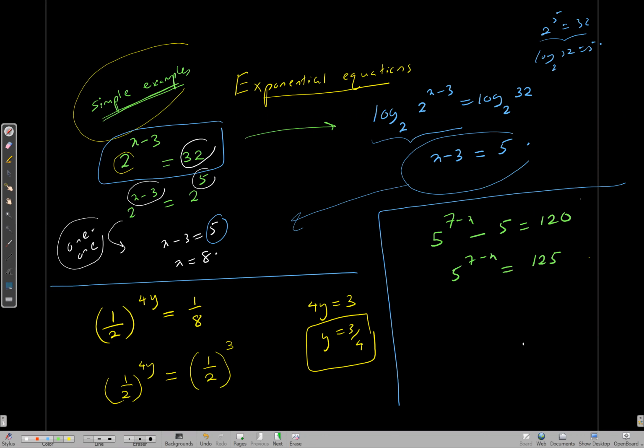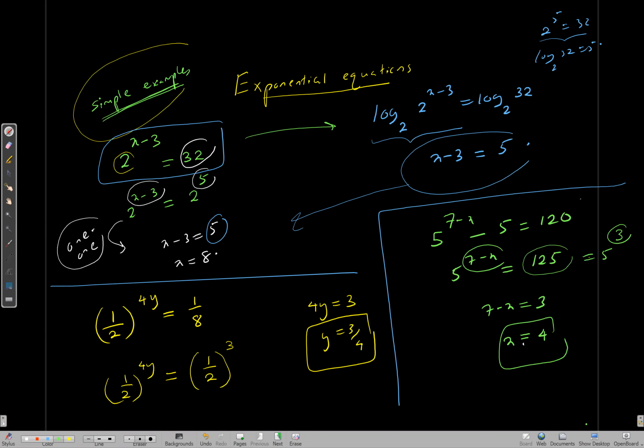And at this step, if you can write this as 5 raised to something, which is, yes, you can: 5 to the third, 5 into 5, 25, 25 into 5, 125. If you can do that, yes, go ahead and do that, because then it's really easy. Using the one-to-one property, 7 minus x must be 3. So when you take x to the other side, x is going to be 4, right?